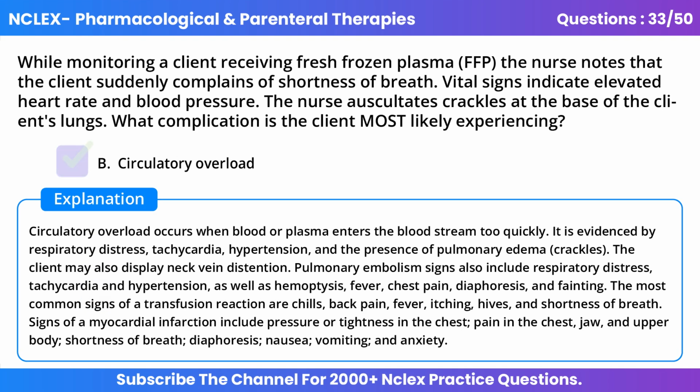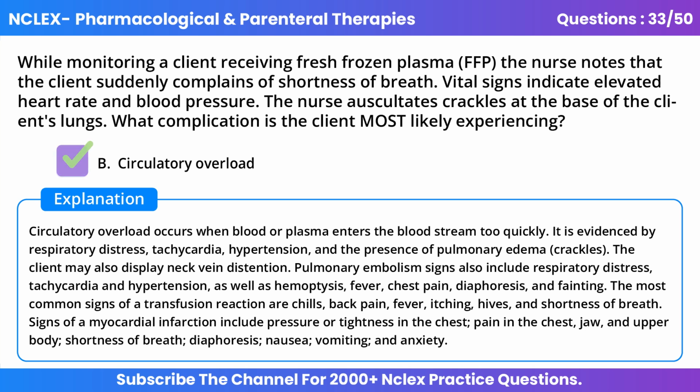Circulatory overload occurs when blood or plasma enters the bloodstream too quickly. It is evidenced by respiratory distress, tachycardia, hypertension, and the presence of pulmonary edema, crackles. The client may also display neck vein distension.